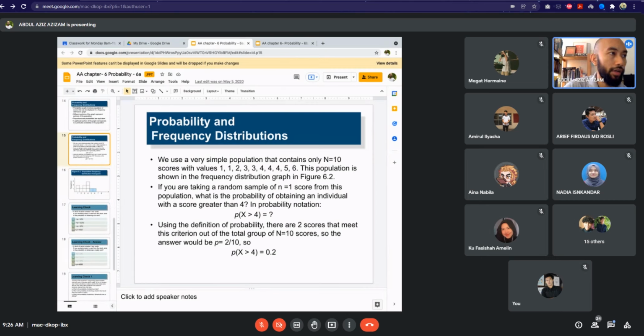For example, we use a very simple population that contains only n equal to 10, with values 1, 1, 2, 3, 3, 4, 4, 4, 5, and 6. This population is shown in the frequency distribution graph. If you are taking a random sample of n equal to 1 score from this population, what is the probability of obtaining an individual with a score greater than 4?